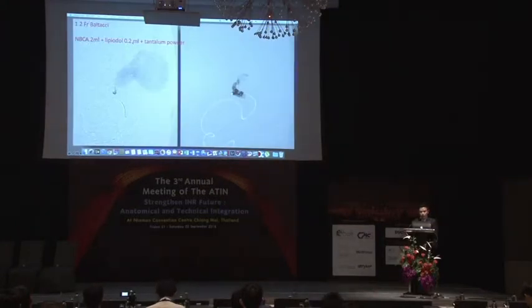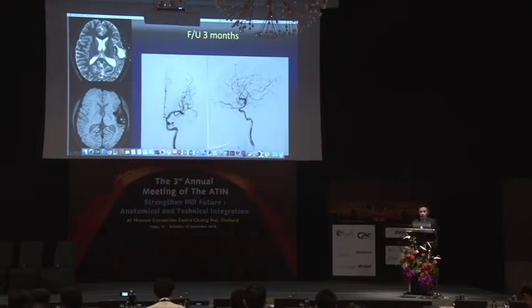For this case, we use the Bautechi 1.2 French and inject the NBCA 2 cc mixed with the lipiodol 0.2 cc with the tantalum powder here. This is a glue plug in the artery, in the shunt and the proximal vein. After the follow-up, the venous pouch completely thrombosed and shows the fistula has gone.